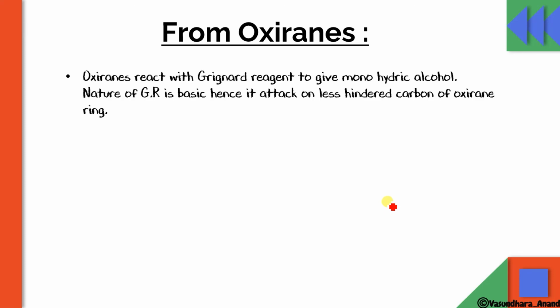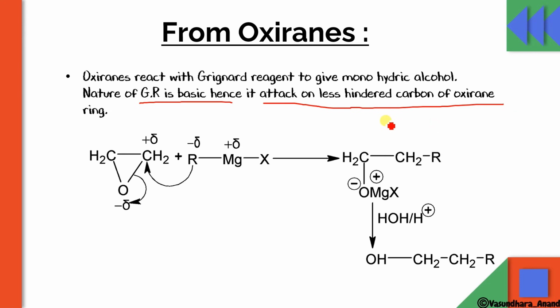From oxidane. Oxidane is like cyclic ether. So by that we can prepare alcohol. Oxidane reacts with Grignard reagent to give monohydric alcohol. And nature of Grignard reagent is basic, hence it attacks on the less hindered carbon of the oxidane ring. This is the oxidane. It is also known as epoxy, and epoxy nomenclature आपने किया हुआ होगा. So epoxy, this is epoxy कहो या फिर oxidane.